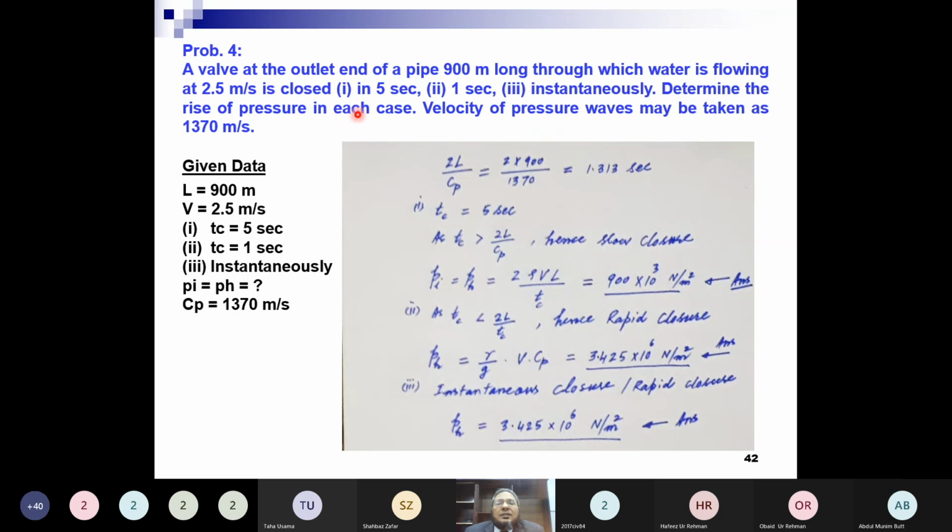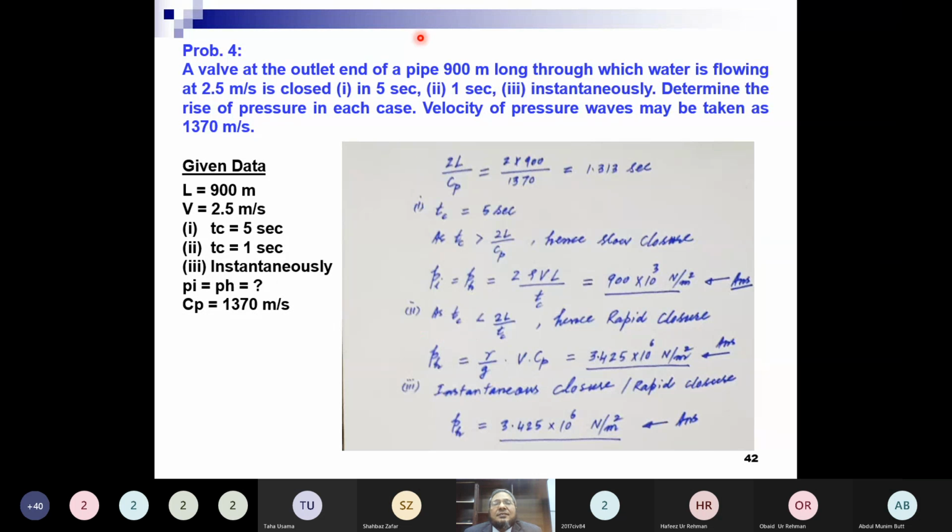Now we will consider all three cases separately. Case number one, TC is equal to 5 seconds. As TC is more than 2L over CP, which closure is this? We took 5 seconds to close the valve, so it is slow closure. Then what is the equation for the inertial pressure or hammer pressure for slow closure? Twice of rho V L over TC. Please put values, then you will get the answer 900 into 10 raised to power 3 Newton per square meter, Pascal.